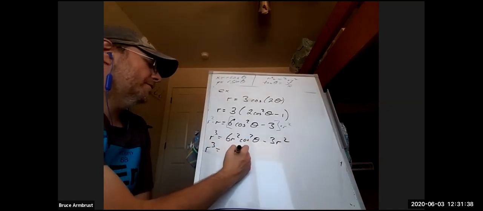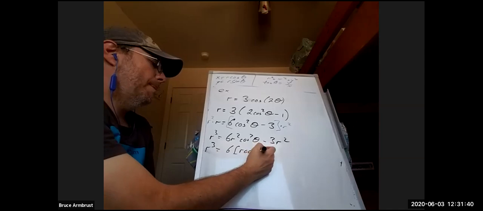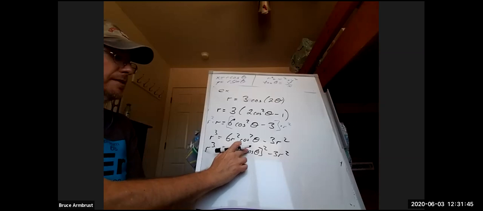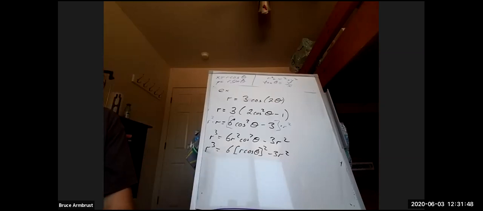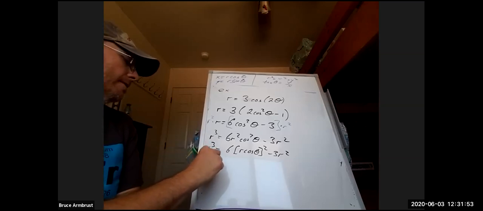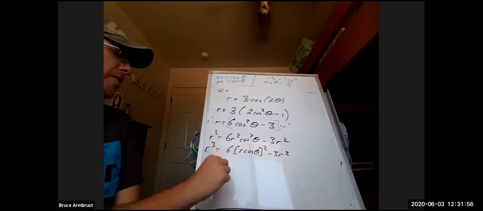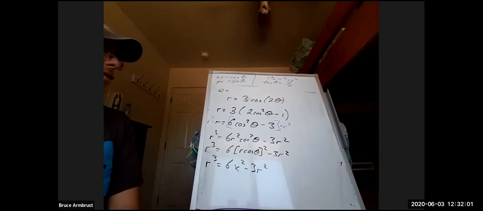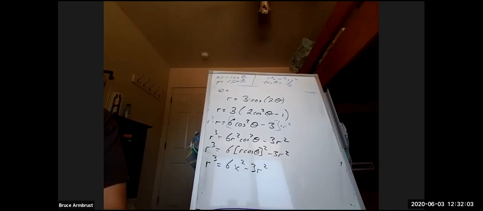Let me just rewrite this real quick. The r squared cosine squared is the same as r times cosine being squared. And now that I can convert, this is going to be 6x squared minus 3r squared. So we have gotten rid of the thetas. Now all that's left is to get rid of the r's.